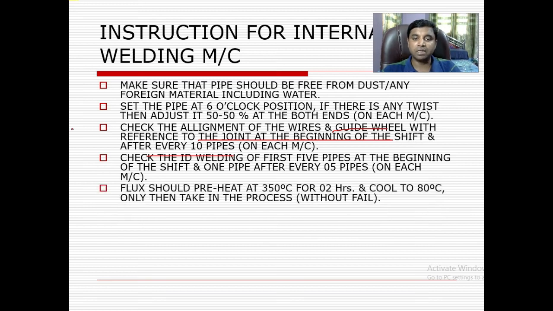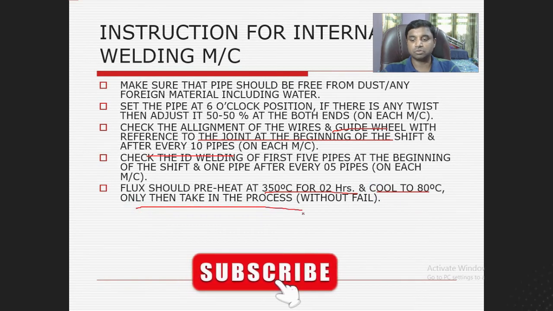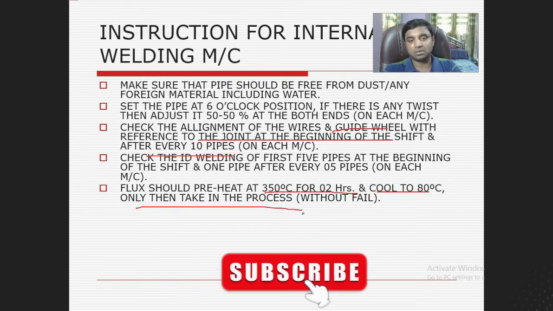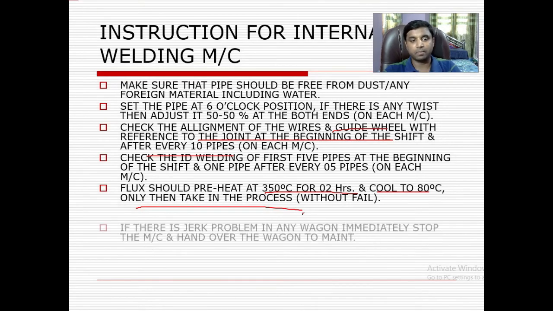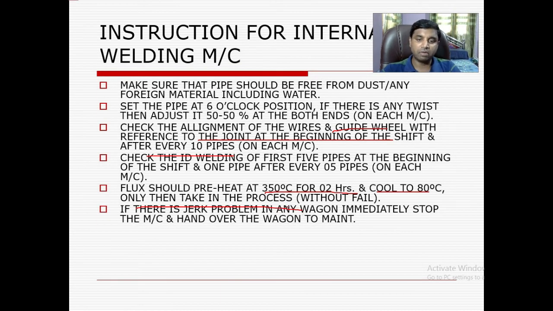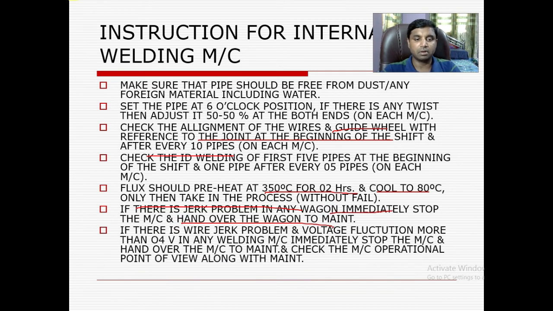Flux should be preheated at 350 degrees centigrade for 2 hours and cooled to 80 degrees centigrade, only then taken into the process without fail. So flux needs to be preheated. If there is a jerk problem in any wagon, what will happen? You need to stop the machine and hand over the wagon to the maintenance department. If there is a wire jerk problem, or voltage fluctuation of more than 4 volts in any welding machine, stop the machine and hand it over to the maintenance department.